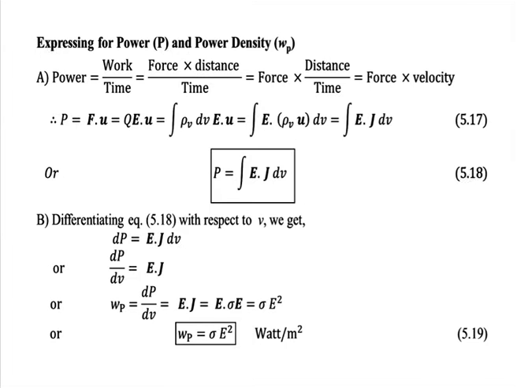Differentiating equation 5.18 with respect to the volume, we get dP is equal to E dot J dV. dP by dV is equal to E dot J, which is nothing but the power density, or the power density is equal to E dot J, which can be modified as E dot conductivity into E, which is equal to conductivity E square.